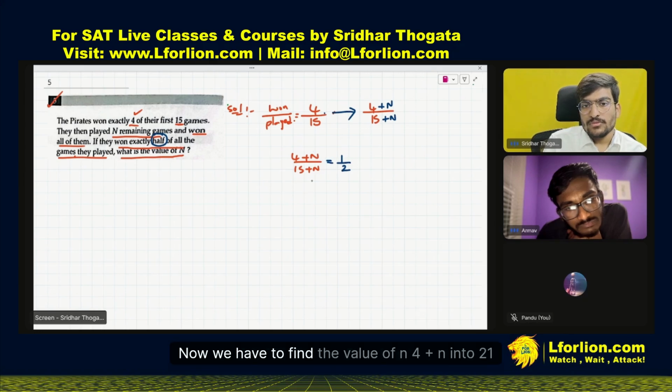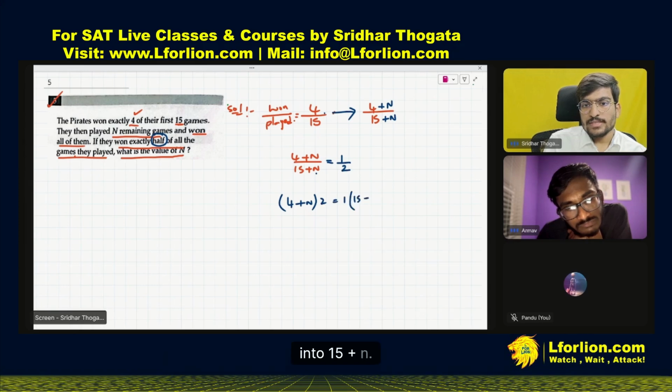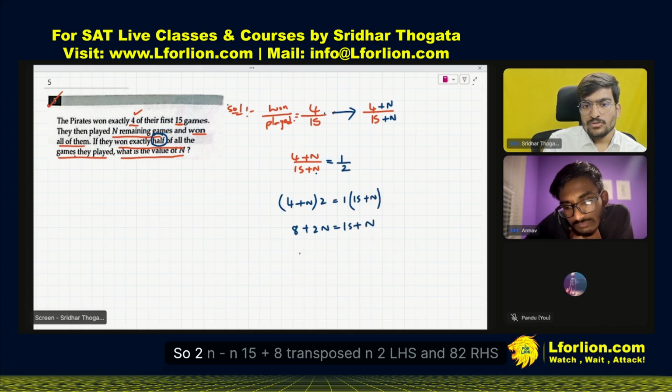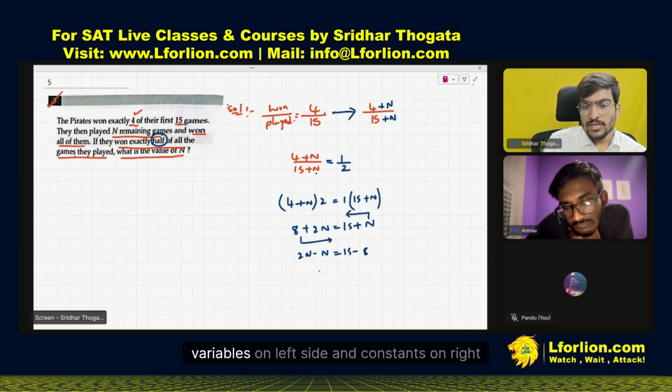Now we have to find the value of n. 4 plus n into 2, 1 into 15 plus n. Just cross multiply. 8 plus 2n equals 15 plus n. So 2n minus n equals 15 minus 8. Transpose n to the LHS and 8 to the RHS, variables on the left side and constants on the right side. So n equals 7.